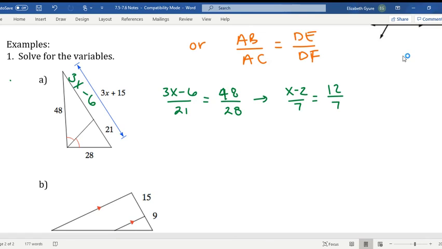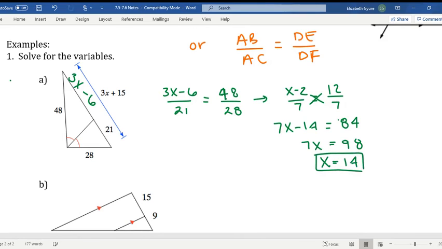x. So if you apply your means extremes property here, we would have 7x minus 14, and then apply your means extremes property here to get 84. And then we're just going through and solving. So that's 98, and then that would be 14. So pretty much just applying that means extremes property to cross multiply. Does that make sense now?